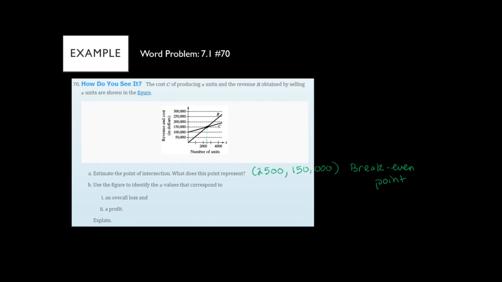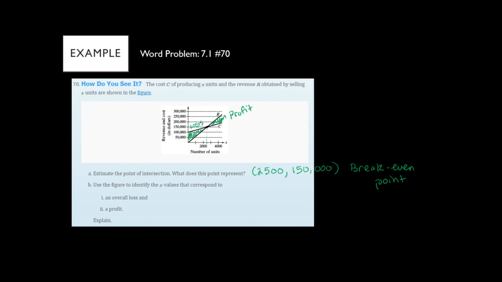And then it's just to use the figure to identify the X values that correspond to an overall loss and an overall profit. So you get a loss when your costs exceed your revenue. So our loss area is right there. And then you make a profit on the other end when your revenue is above cost. So looking at it graphically is really nice because you can see where am I making money, where am I losing money.